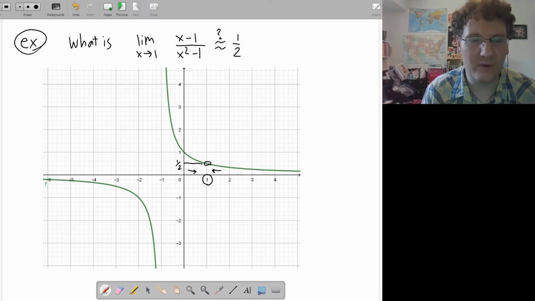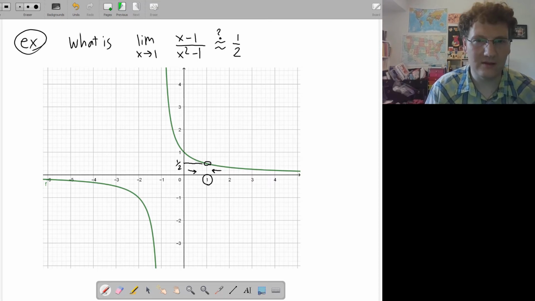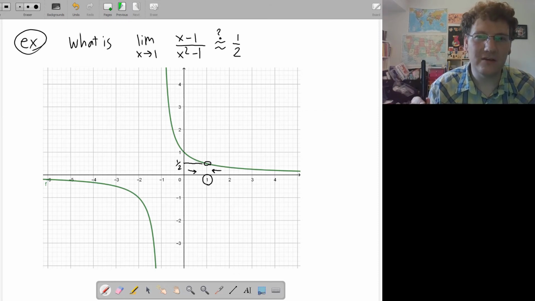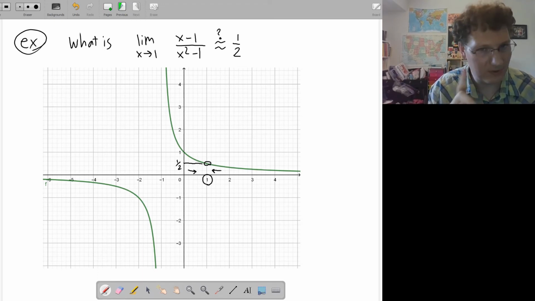Of course, we know if we plugged the value 1 into this function, we would actually get an undefined value, right? The function is not defined at 1. But remember, the definition of the limit isn't that the function is close to, say, 1/2 here when x equals 1, but only when x is close to 1, but not equal to it.